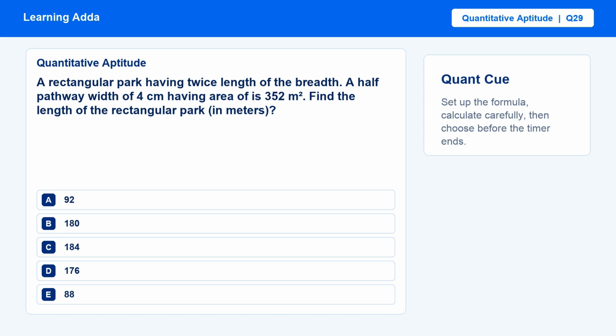Question 29. A rectangular park has length twice its breadth. A half pathway of width 4 meters has area 352 meters squared. Find the length of the rectangular park in meters. Option A, 92. Option B, 180. Option C, 184. Option D, 176. Option E, 88. The timer starts now.